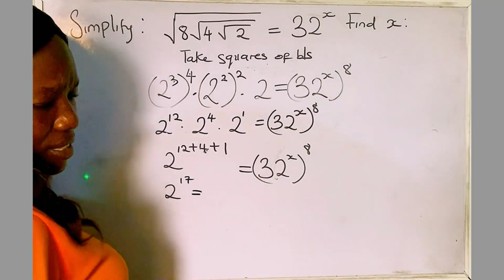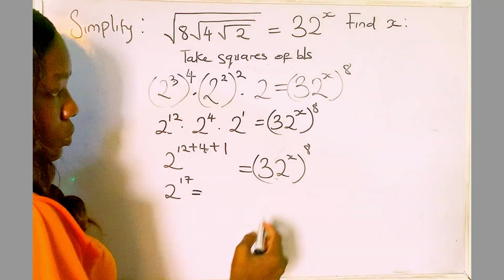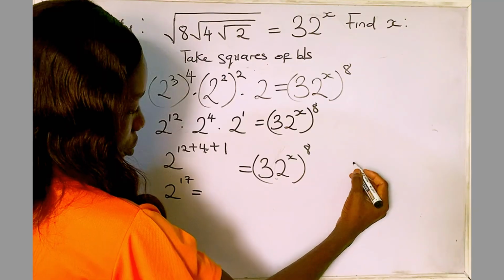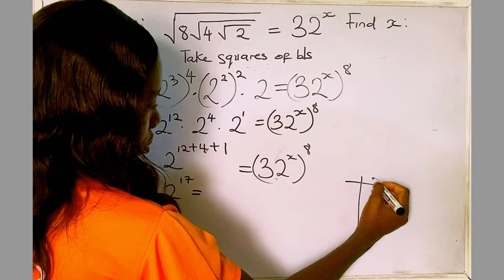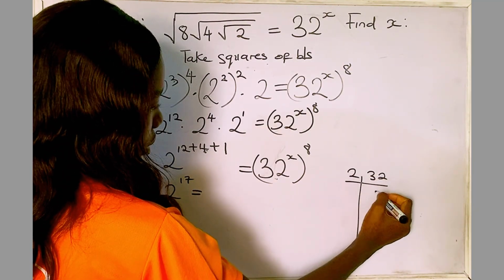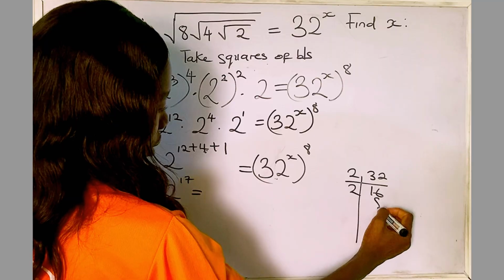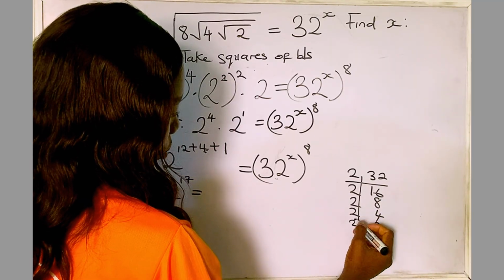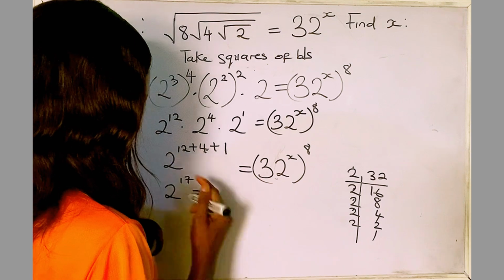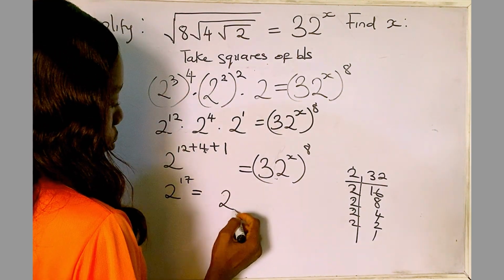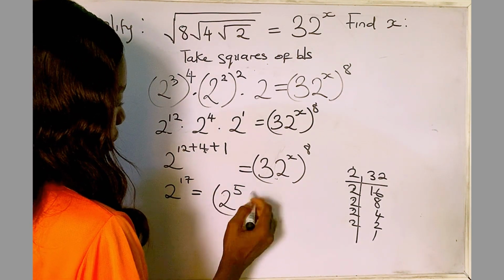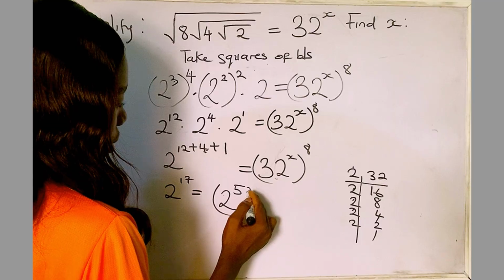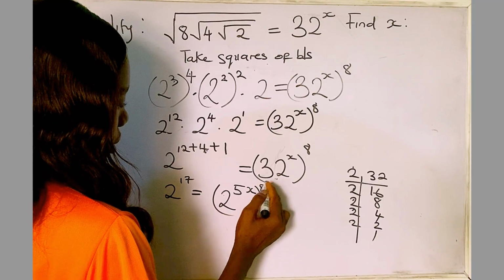Now we can express this 32 as a power of 2. Let's look for what: 32, divide by 2 gives us 16, 8, 4, 2, 1. So 1, 2, 3, 4, 5. So we have 2 to the power of 5, x raised to the power 8, right?